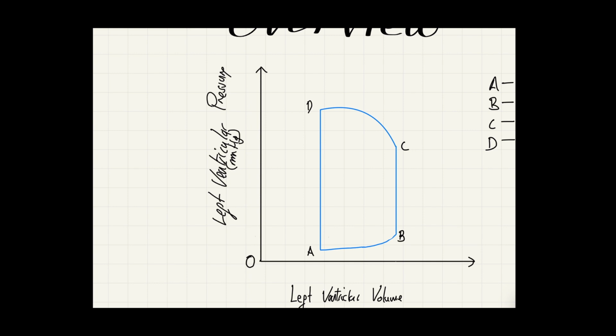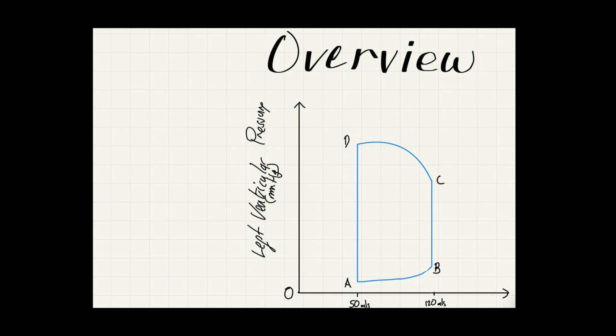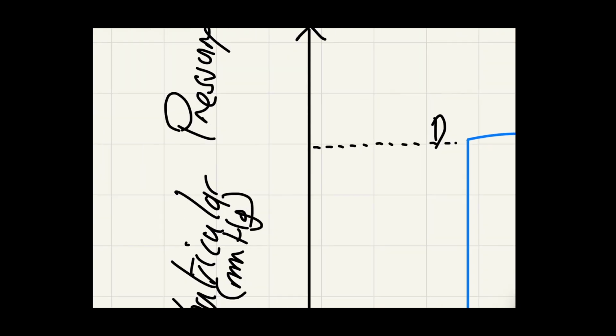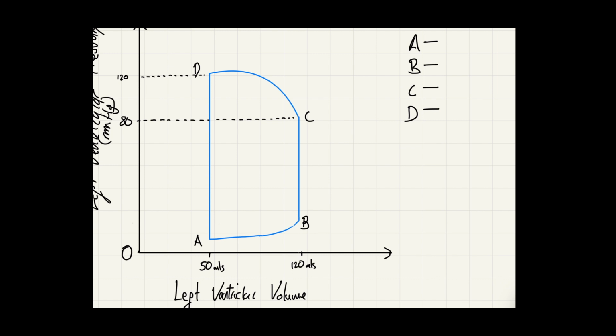For this, we're going to say that at the beginning of the cycle, there's 50 mils of blood still sat in the LV. And then at the end of filling, we're going to say there are 120 mils in the LV. We're going to say that the systolic pressure, which is going to be this point D over here, we'll call 120, and our diastolic value over here, we'll call 80.